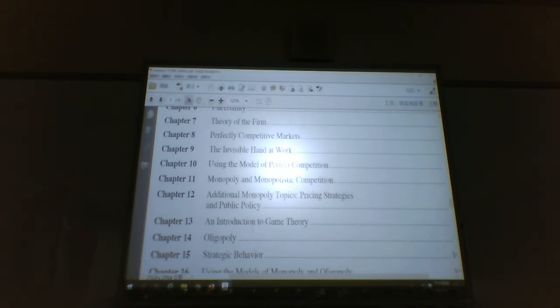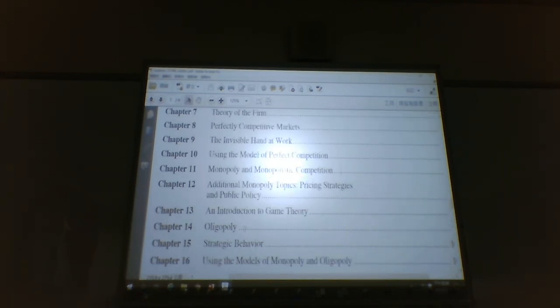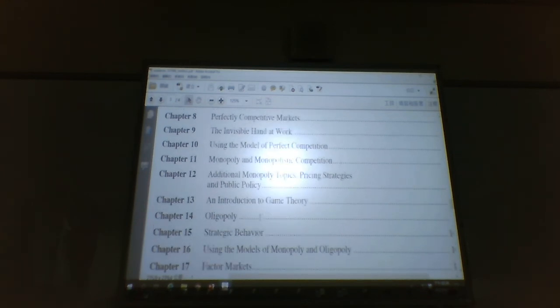And chapter 13, it is a chapter on game theory. Game theory actually is related to oligopoly. So oligopoly, oli means few. So we have few producers, okay, oligopoly. If you have few producers, then the strategy of each producer will be very critical to the reaction of other producers. And because of that, the interaction is very complicated.